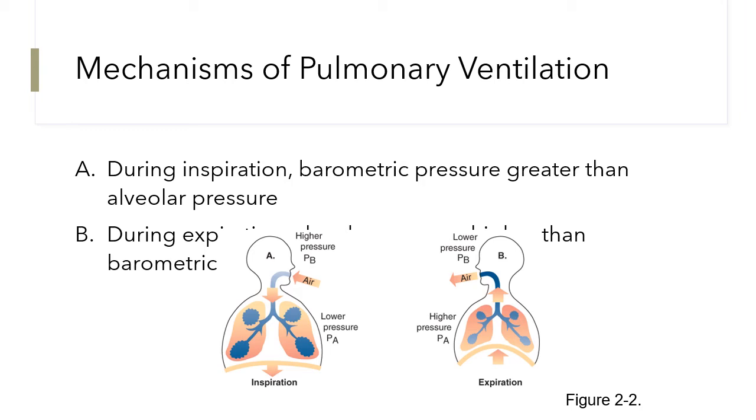The bottom line is this: in order for either inspiration or expiration to happen, a pressure gradient has to happen. For inspiration, the alveolar pressure is lower than the atmospheric or barometric pressure, and for expiration, the intra-alveolar pressure is greater than atmospheric pressure. This is how you breathe.